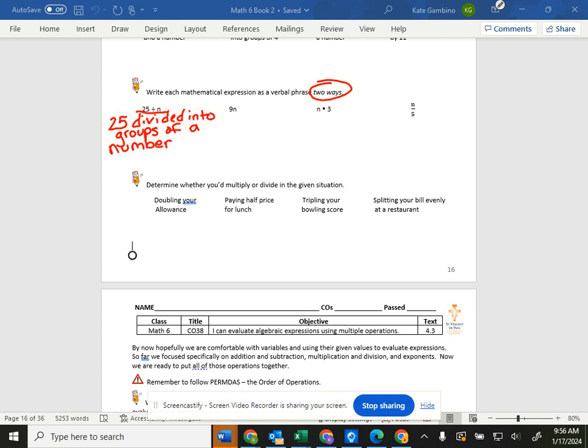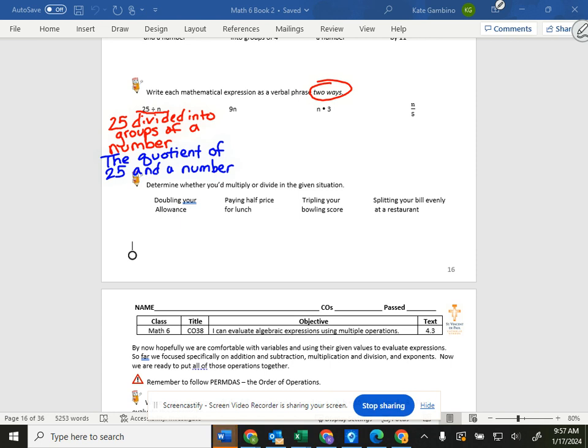What would be another way that I could write that same expression? What are some different words I could use? Connor, what do you think? The quotient of 25 and a number. So for each one of these, you want to write 2 different ways, 2 different verbal phrases.